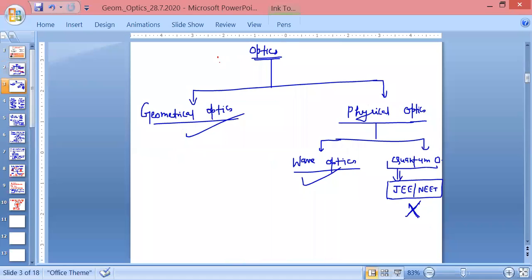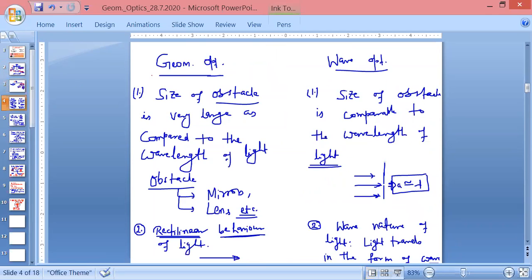So next we have seen the classification of optics, in which physical optics has two parts. One is wave optics, another one is quantum optics. This topic is not in our syllabus. So next we have seen the comparison between geometrical optics and wave optics.